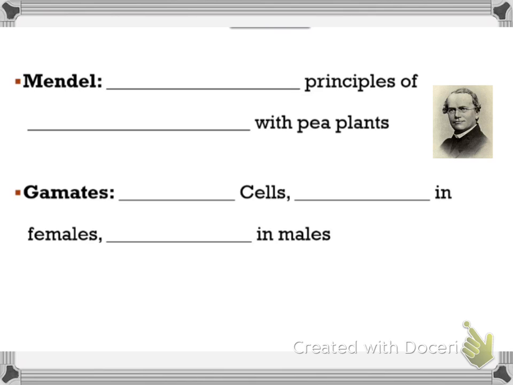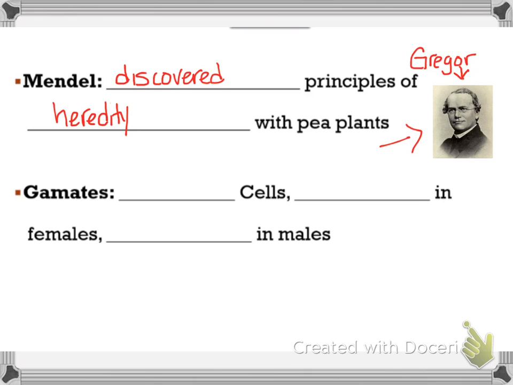Your first term is Mendel, and Mendel is talking about this gentleman right here. This is Gregor Mendel, and he discovered principles of heredity with pea plants. He basically figured out that certain traits are dominant and certain are recessive. So that's on Gregor Mendel.